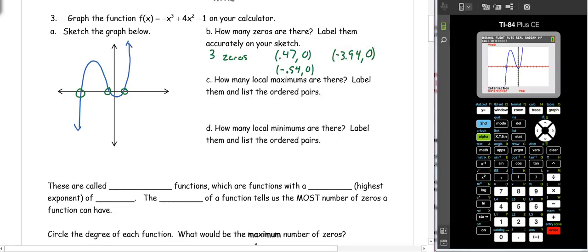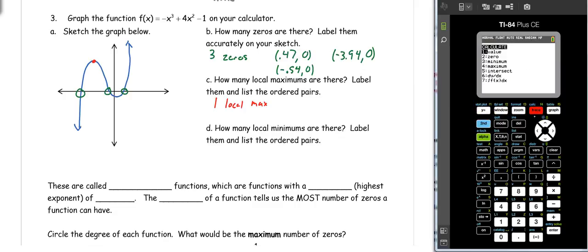Then how many local maxes are there? So in this case, we have one peak. So this is going to be our local max. So we have one local max this time. So to find our local max, second calc, this time we want maximum, so option 4. So we're already to the left of the maximum, so we're going to hit enter.